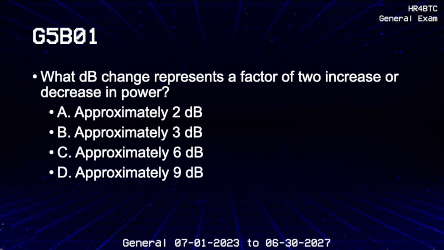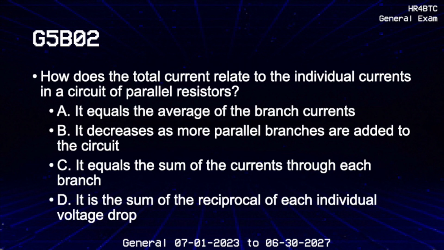What dB change represents a factor of 2 increase or decrease in power? Approximately 3 decibels. How does the total current relate to the individual currents in a circuit of parallel resistors? It equals the sum of the currents through each branch.